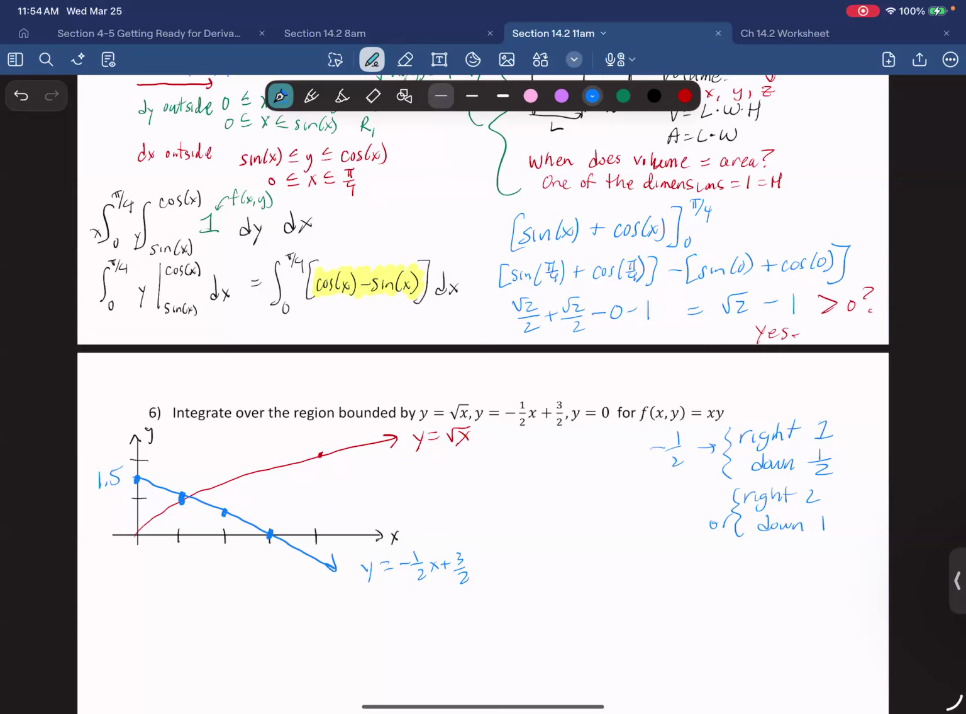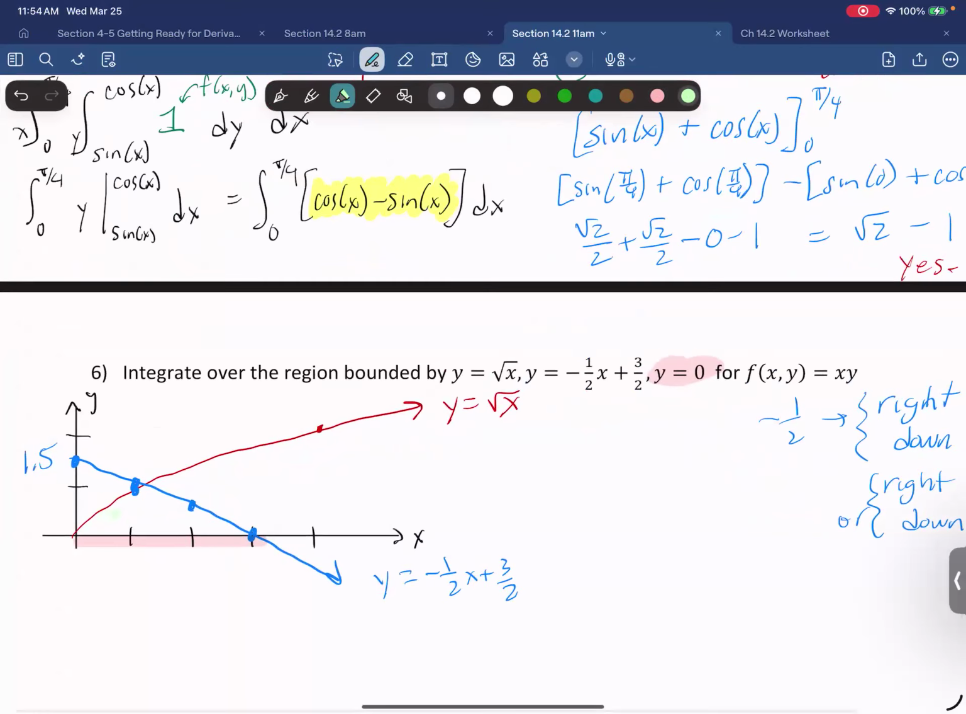And then we had one more line. It said y equals 0. It is important. It gives us the lower limit, or it gives us an actual region to combine. Which means the region we want will be the region in green.